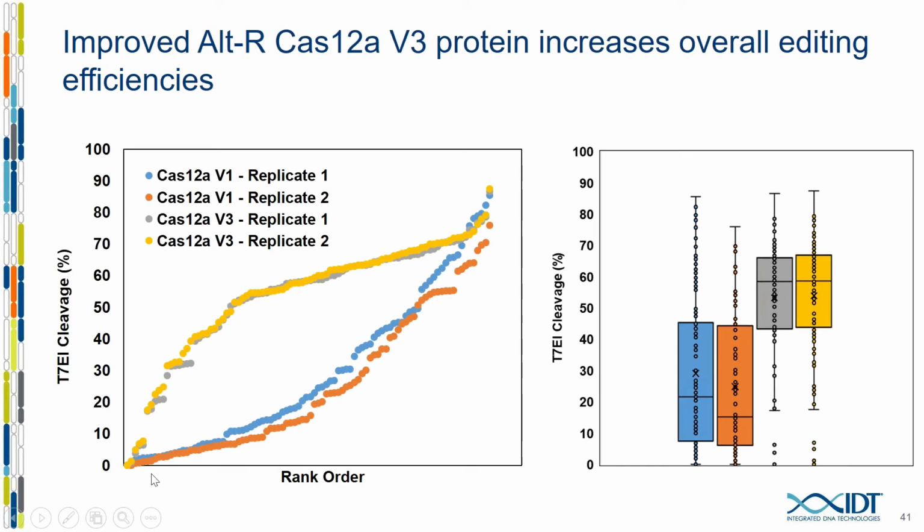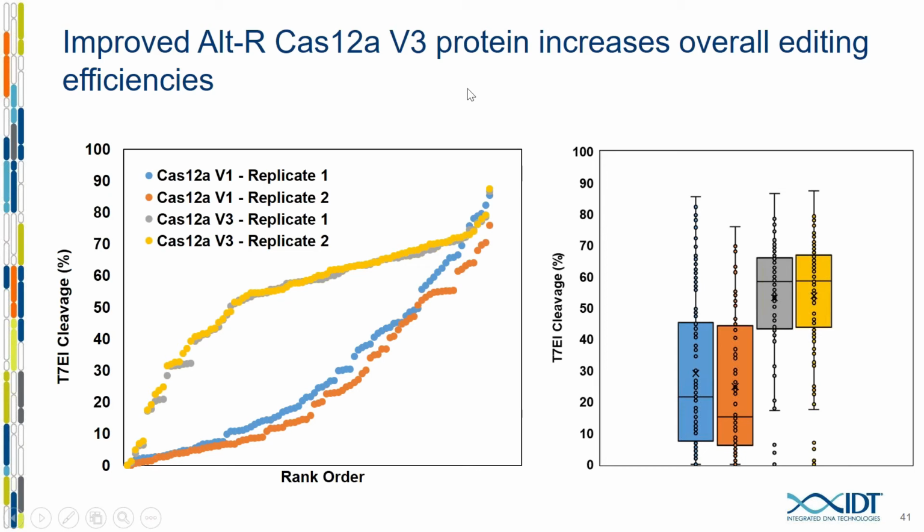And then taking the same guides and switching to our V3 product, you can see it's just an absolutely night and day difference. So we've really made significant improvements with this system. And then we've got the same data plotted in a box and whiskers plot on the right-hand side here. Again, blue and orange are different replicates of our V1 offering, and in gray and yellow are our V3 system.